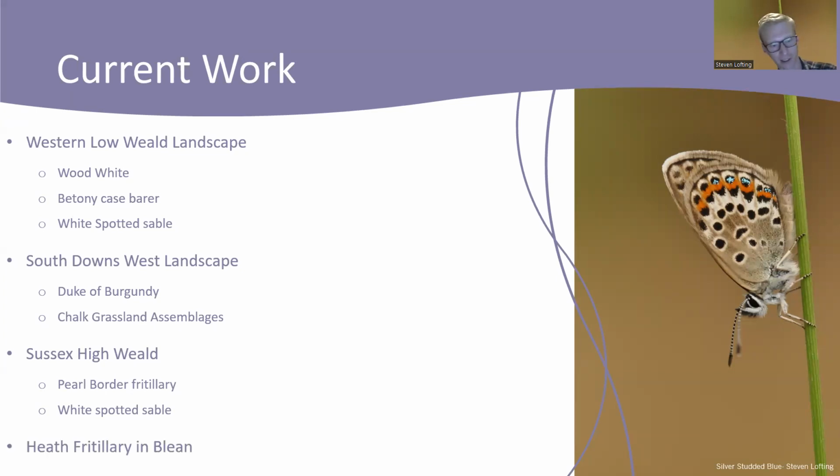And we're also working on heath fritillary in the Blean. The heath fritillary is a species that's been worked on by Butterfly Conservation for a very long period of time. Butterfly Conservation has helped to bring this species back from the edge of extinction in the UK. And it's now hoped that through work in the Blean with a range of landowners, we can continue to monitor this species to help advise landowners in what they need to do to keep this species afloat.